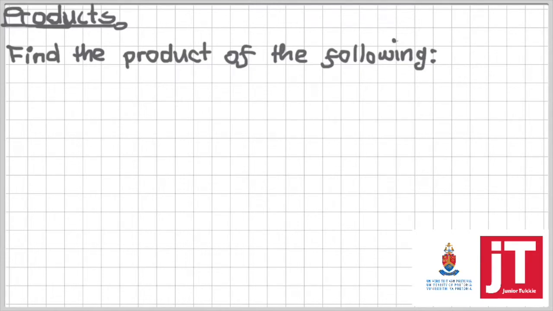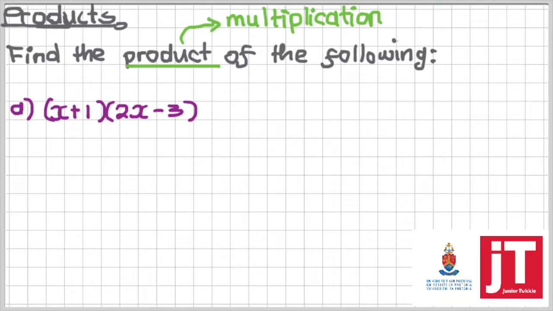Remember, the word product in mathematics points towards multiplication. But what are we multiplying? You are given x plus 1 times 2x minus 3, both of which are binomials. So there are two methods that I'm going to use to expand or to find the product of those two binomials.